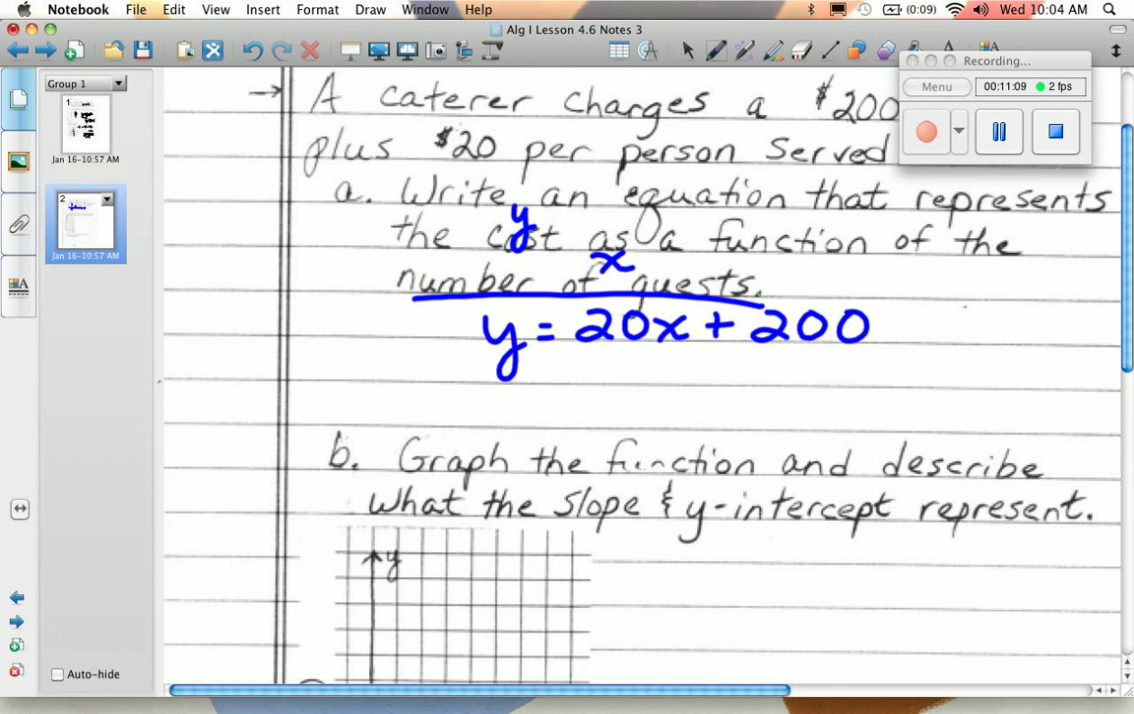So what's the slope of this line? 20. And what's the y-intercept? 200. And remember, the y-intercept is always when x is equal to what?